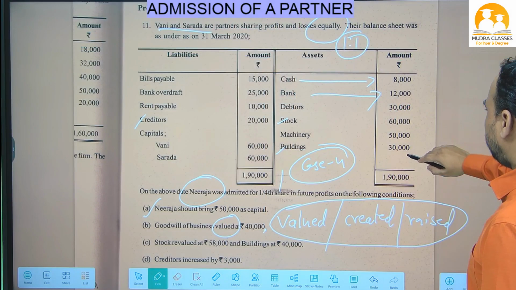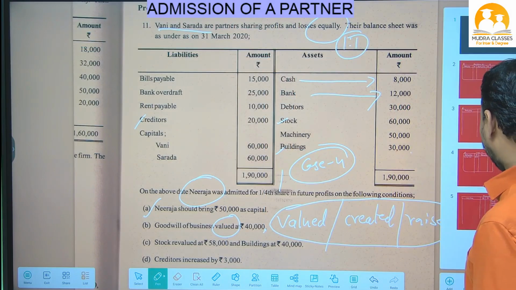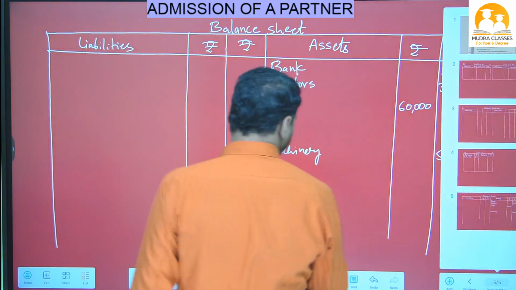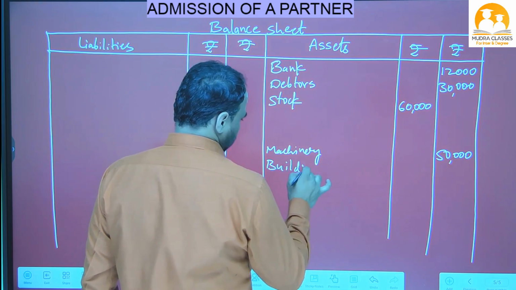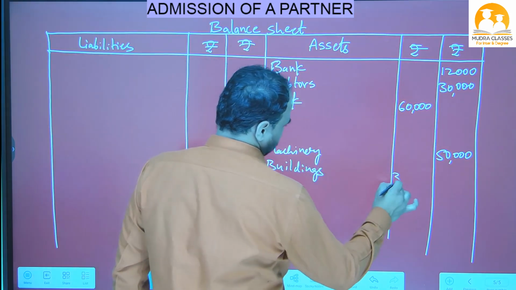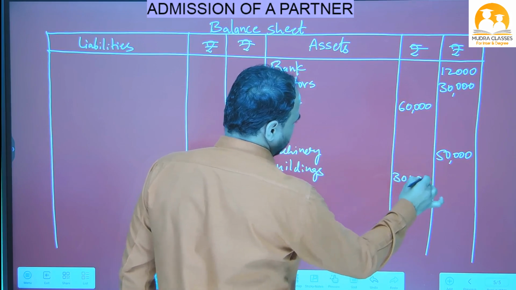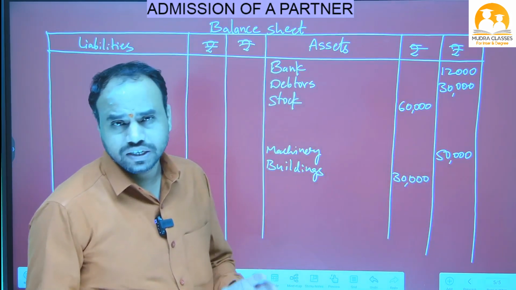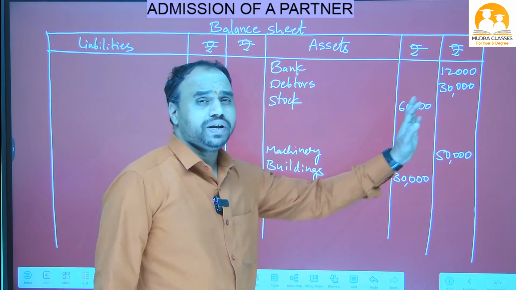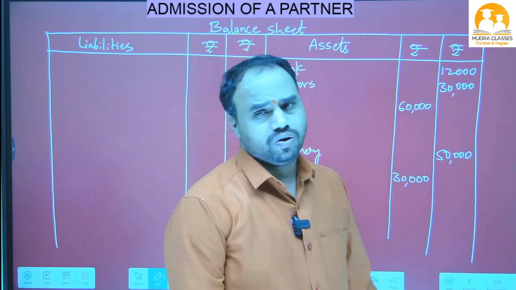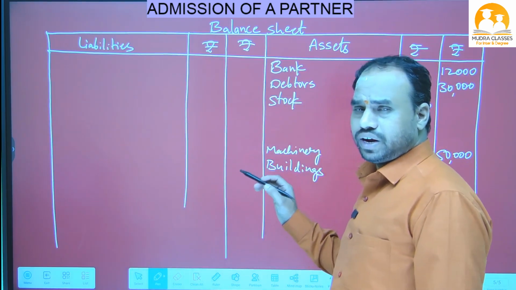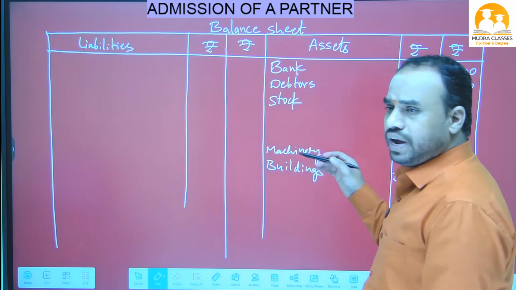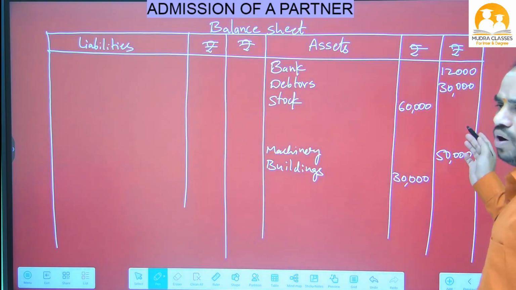Next, buildings given 30,000, so on the balance sheet asset side write it in the inner column. So buildings 30,000. Very simple. Whatever items are given in adjustments are written in the inner column, and all the remaining items are written in the outer column.